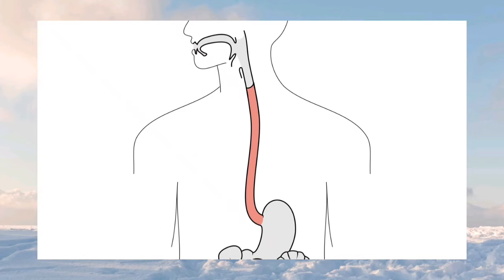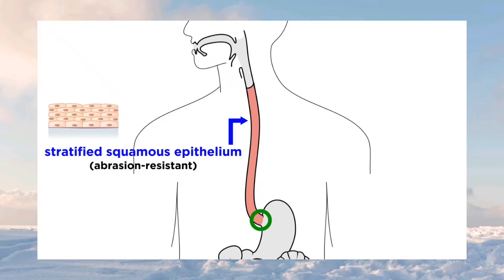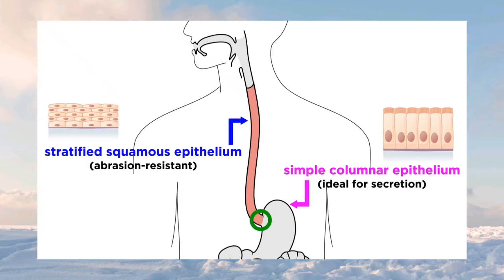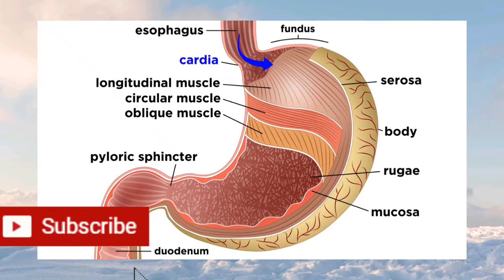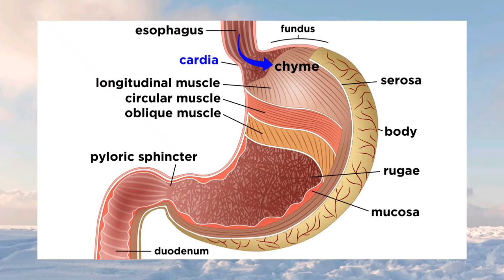The esophagus wall has the basic structure that we described earlier, although at this junction with the stomach, stratified squamous epithelium that is abrasion resistant will change into simple columnar epithelium, which is ideal for secretion. In the stomach, food enters through the cardia and is converted into a paste called chyme. We can also see the dome-shaped fundus, the body, and longitudinal folds called rugae.